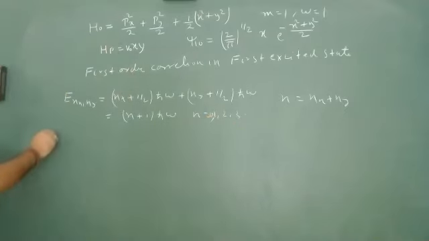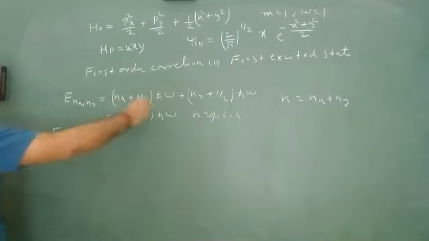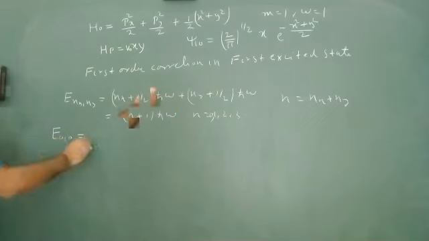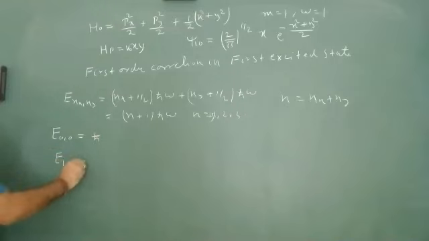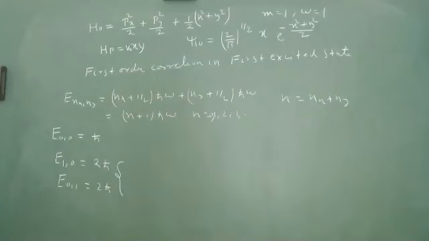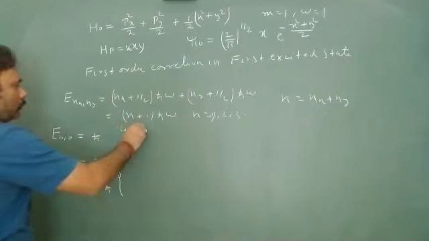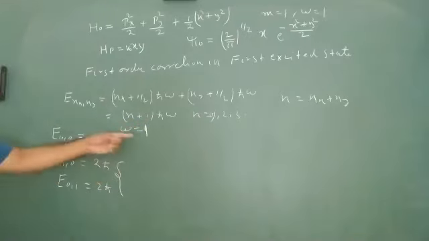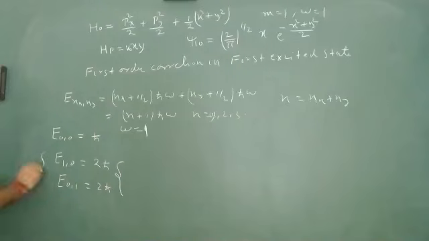And what is the value for the ground state? The ground state is E00 and omega is 1 unit. So I can put E00 equal to h cut. And what will be the first excited state? E10 is 2h cut and E01 is 2h cut. So with omega equal to 1, we have the first excited state doubly degenerate.